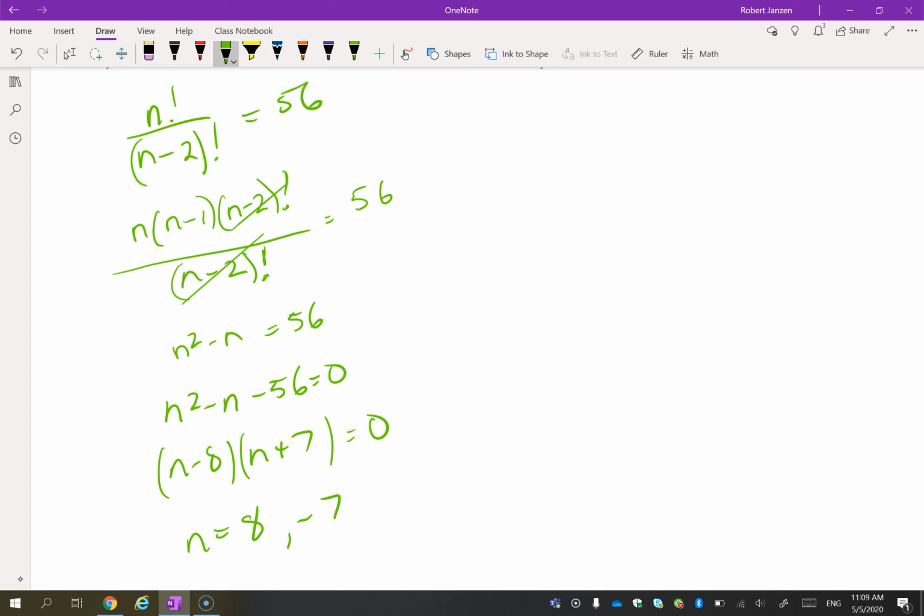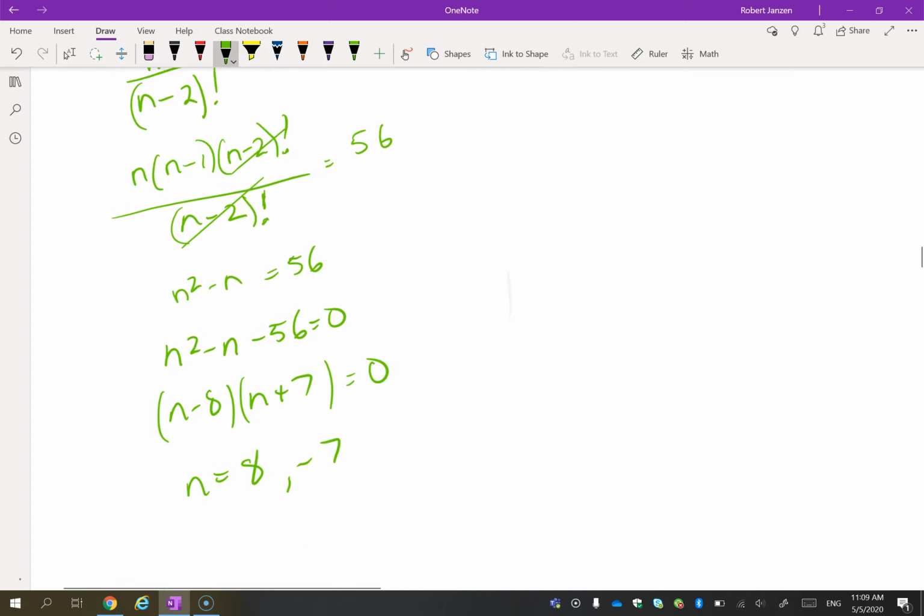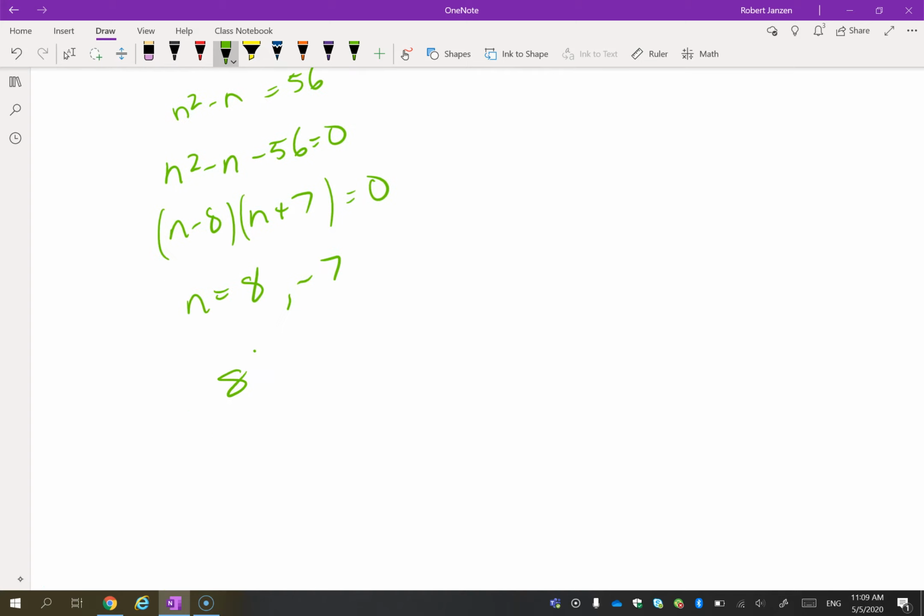Well, let's quickly check our answers. Could we have 8p2? Yes. Could we have negative 7p2? No. So we're going to reject that answer.